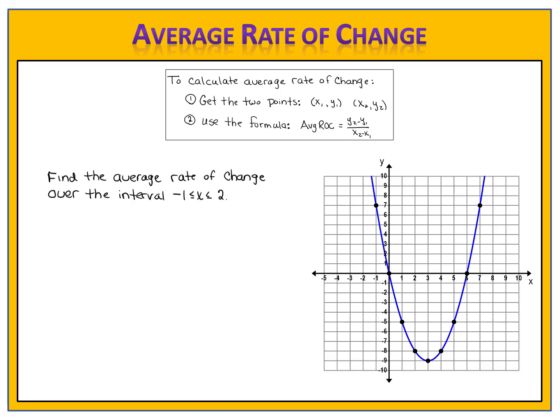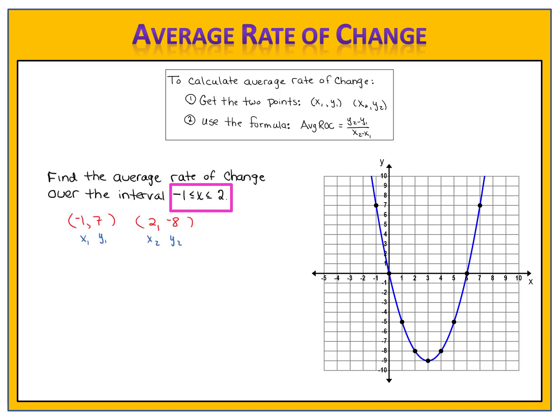We begin by identifying the points that we need in order to calculate the average rate of change. We look at the interval, -1 to 2. These are the x values. So, when we write our ordered pairs for the points, the first x value is -1, and the second x value is +2. We then look at the graph to see if we can get the corresponding y values. When x is -1, y is 7, so the first point is (-1, 7). When x is 2, y is -8, so (2, -8). We'll use these points in our formula.